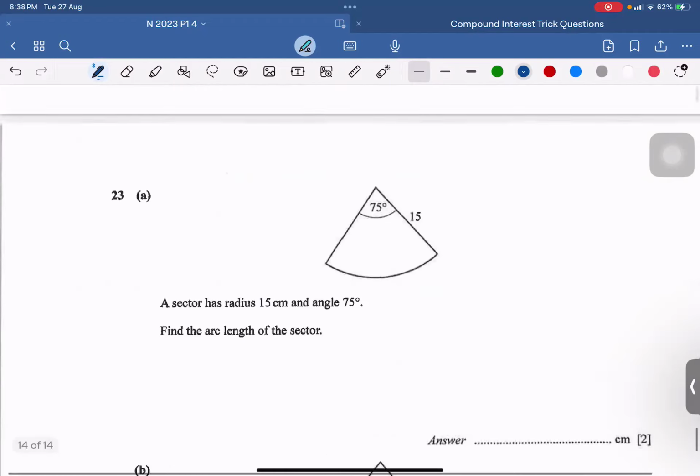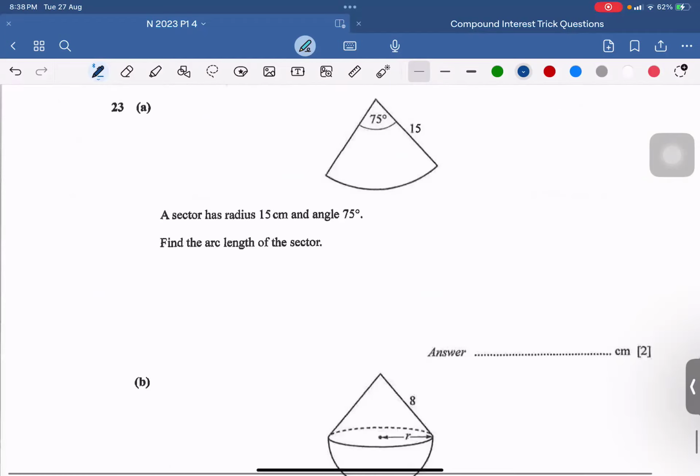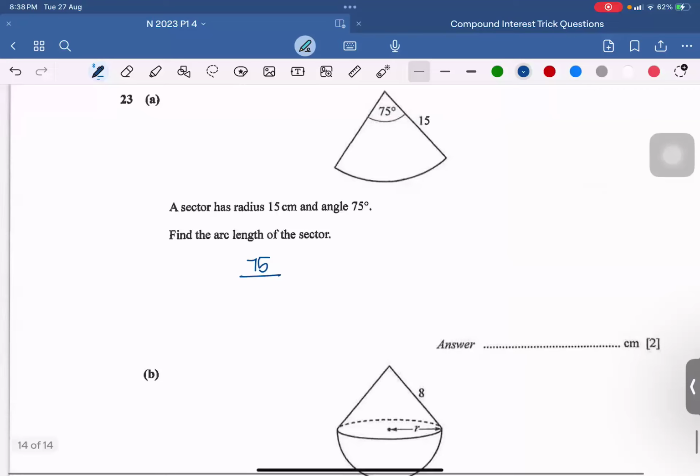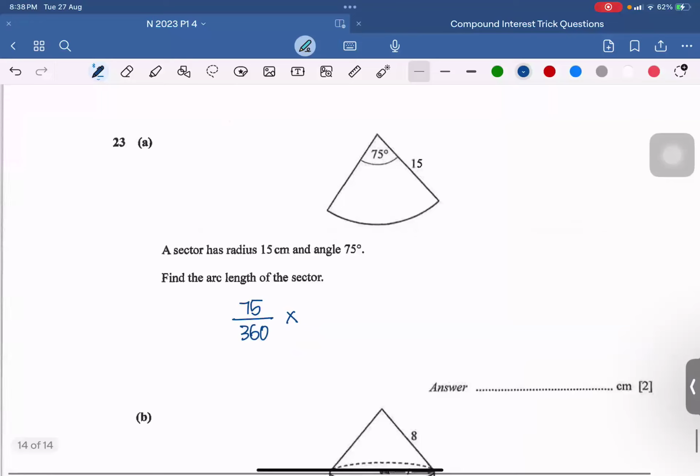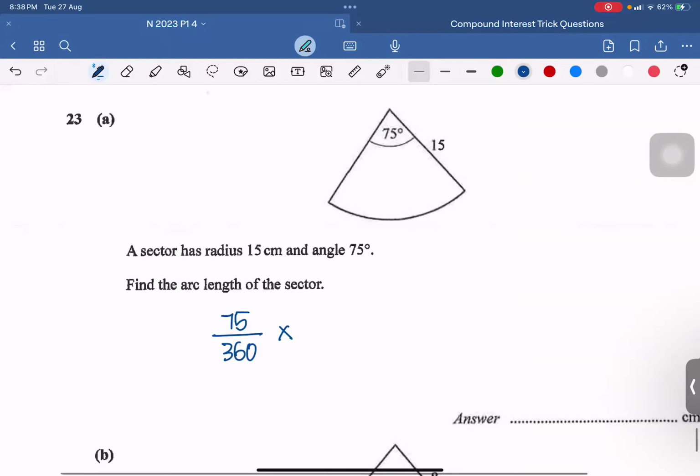Okay. Then this one, question number 23. A sector has radius 15, angle 75. Find the arc length. So arc length, very simple. Angle theta, which is 75, over 360 times arc length. Is arc length pi r square or 2 pi r? 2 pi r, correct. Right? So they want the numbers, so just key the answer. 75 over 360 times 2 times pi times 15.